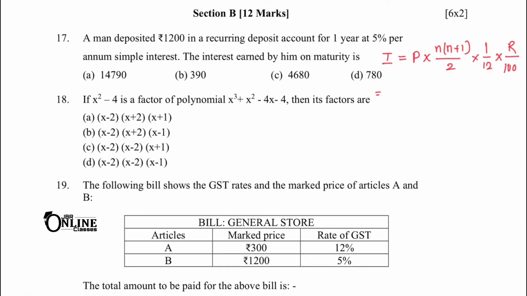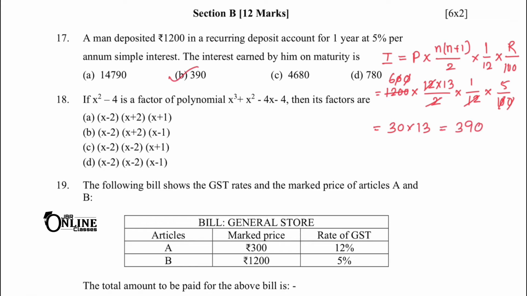So here P means, what is the value of P? It's 1200. Then here n into n plus 1. So n means 12 and n plus 1 means 13. So 12 by 13 by 2. Then here 1 by 12 and next here it's 5 by 100. So first 12 cancels out. Then 2 cancels out with this one. It becomes 600. Okay. Then 0 cancels out with 100. So here 6 into 13 into 5. Okay. 6 into 5 means 30, into 13, that equals 390. So 390 is your answer.